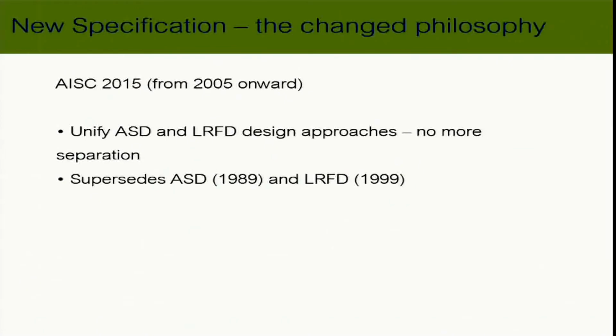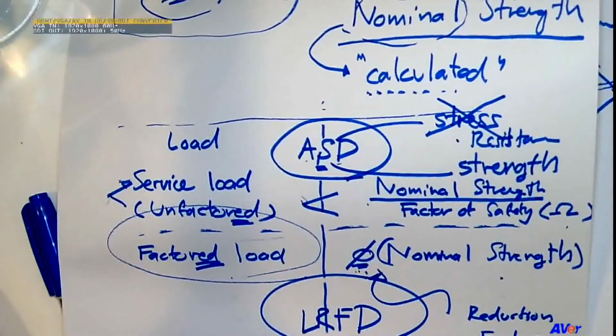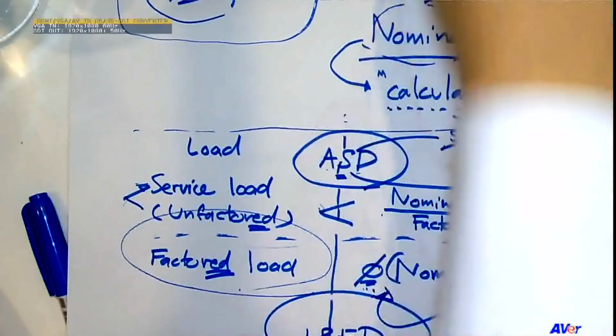LRFD. If you choose ASD, it means that you're going to use the service load and compare the service load with the calculated strength divided by factor of safety. And if you choose LRFD, it means that you're going to use the factored load and compare that with the calculated strength multiplied by reduction factor. Just like this, right? I have already written it down. So that's the whole concept. Okay? Let's come back here.